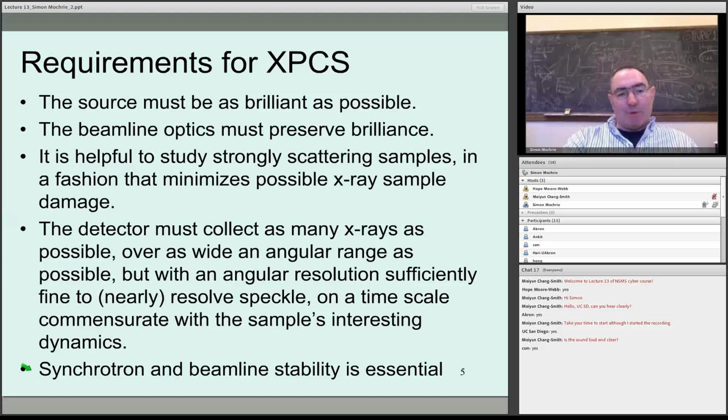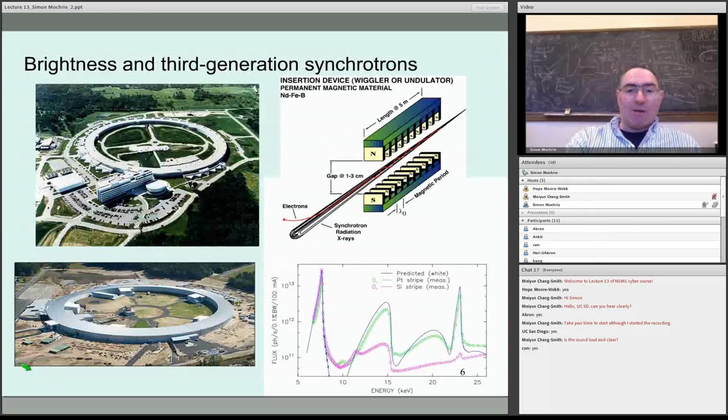The final thing I wanted to mention is that it's very important to have a very stable synchrotron and a very stable beamline. Otherwise, you start to measure the time dependence of your beamline shaking rather than the time dependence of your sample.